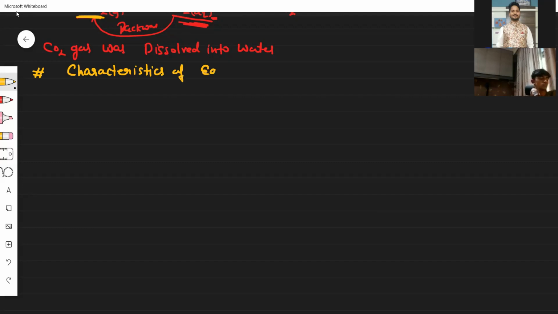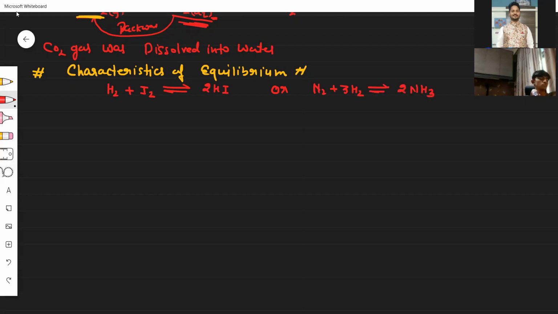Characteristics of equilibrium. Now see, if I give you a simple example like H2 plus I2 give you 2HI, or I can give you another example like N2 plus 3H2 give you formation of two molecules of ammonia gas. So these are the reversible reactions. Yes or no?